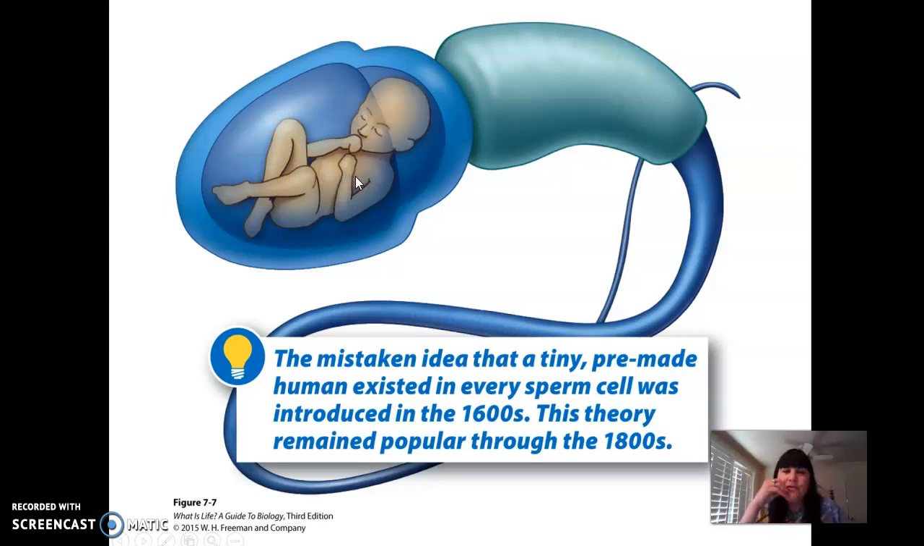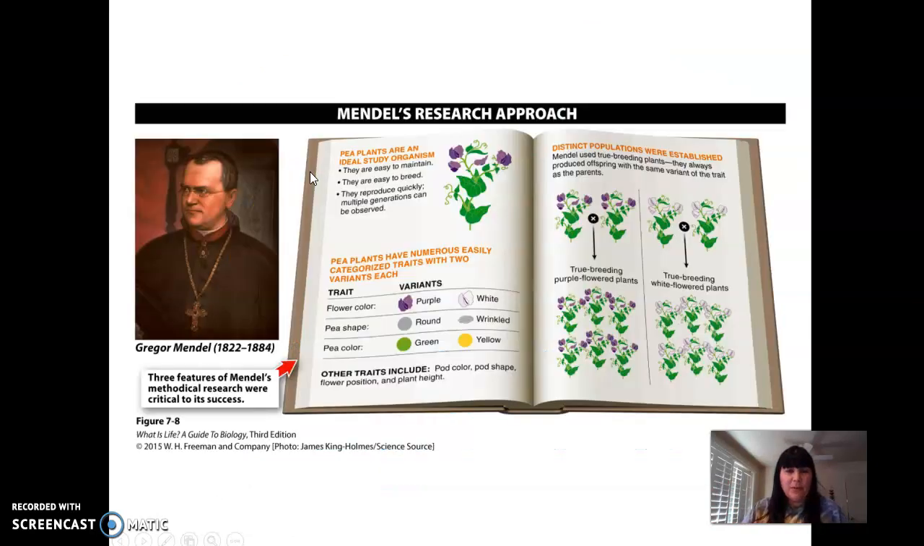Why do we know that's not true? If that was true, what would be the case? You have to think about it. Then the babies would always look like dad, right? But we know that's not true. They get stuff from mom and dad, and Gregor Mendel helped explain that.